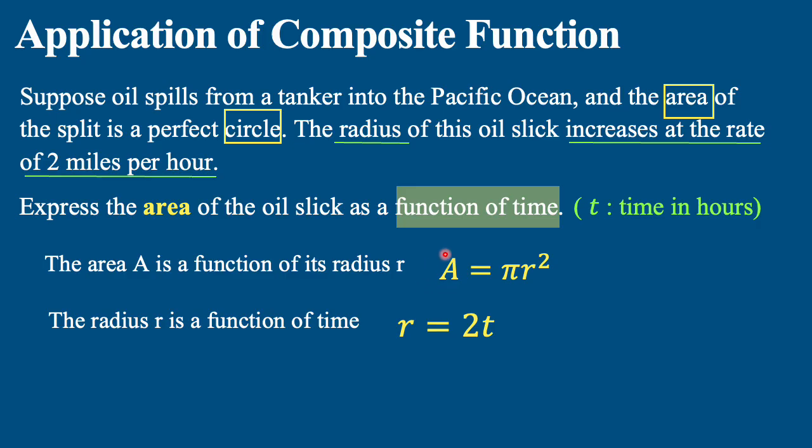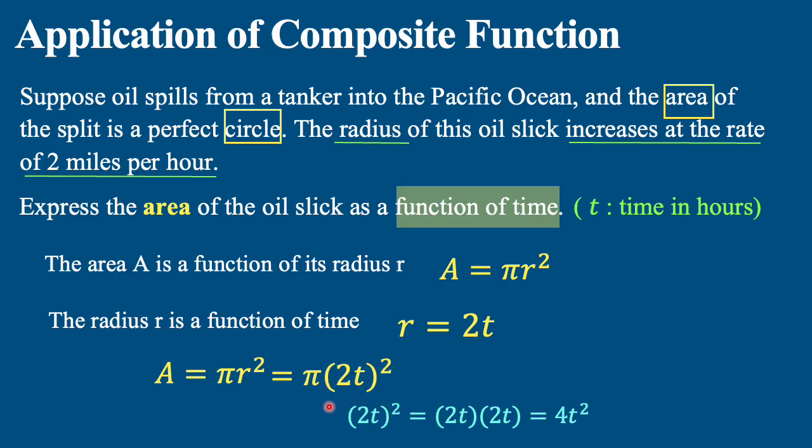Now A is going to be pi r square, where r is 2t. So we can find area now: pi r square, where r depends on time. So r gets replaced by 2t. So pi r square, r is 2t squared. 2t times 2t is 2 times 2 is 4, t times t is t square. That means pi 4t square.